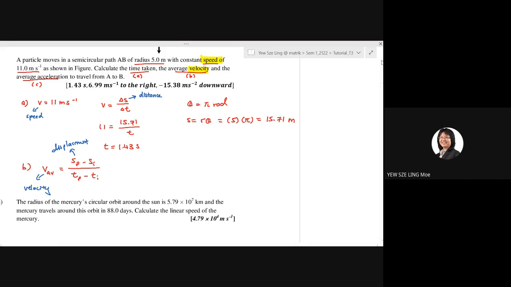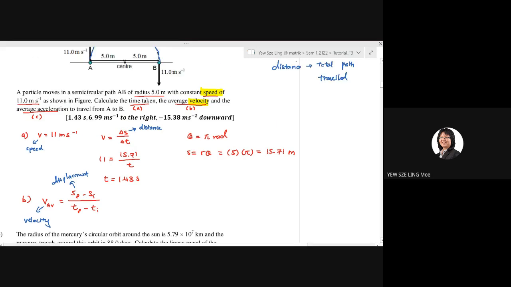You recall the definitions that I gave you just now. Distance is the total path traveled. When it comes to displacement, you don't care about the path. What you want is just the shortest distance between initial and final. So that is what we want.